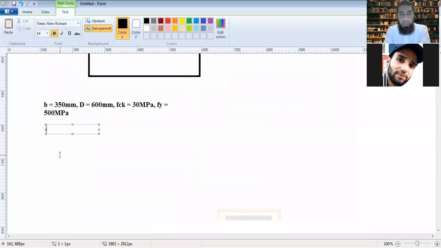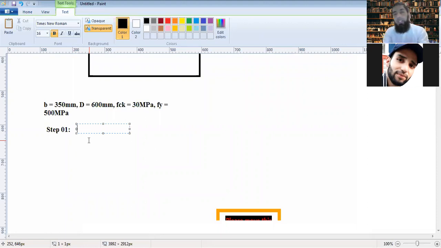If it was a concentric loading, what would be the first step? Step number one, fixing the dimension, that's done here. And step number two, what would it be now? Load is already given to you. What about the slenderness? Let's check the slenderness of this section.